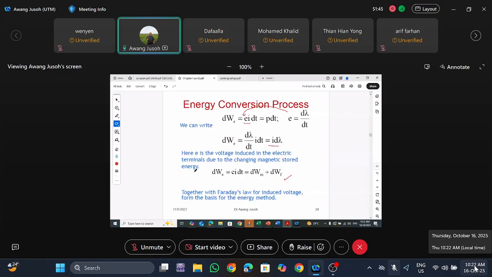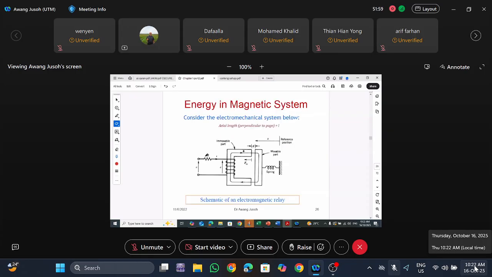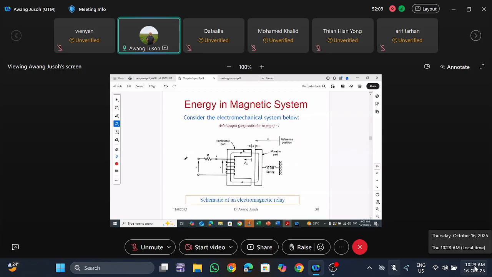All right, now we go to the energy, co-energy, and force. This is a very important formula. So what is energy? What is co-energy? And what is the force? In any electromechanical device, to understand more about the energy, co-energy, and force, we study this simple relay. We can take any device, but here we follow this electromagnetic relay based on the PCCM book that we ask you to check.